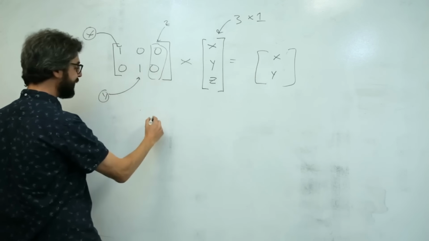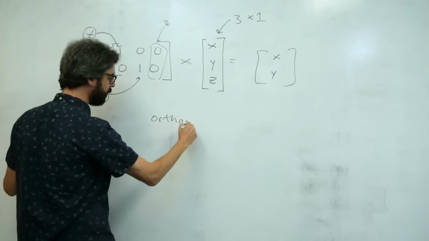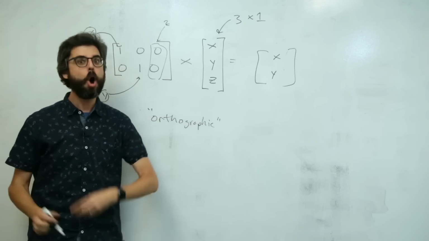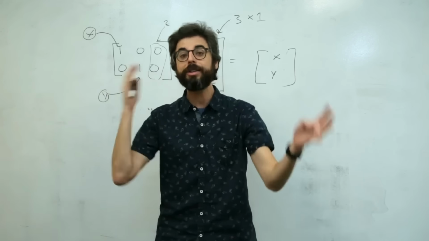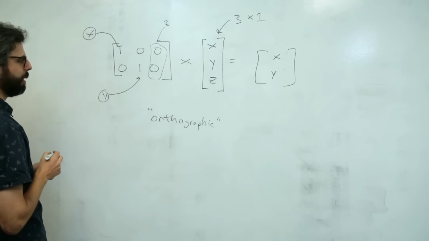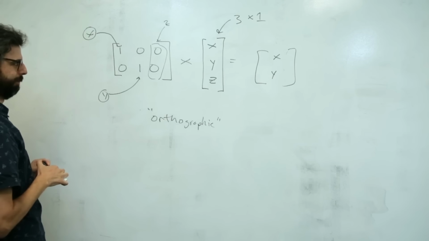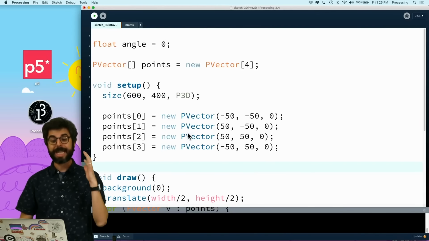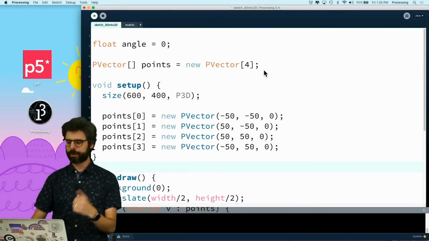In fact, this exact matrix is what's used for orthographic projection. There are all different stereographic and all different kinds of projection matrices. This one is going to work just fine for us. So let's put this in our code. Okay, so the first thing that I need to do is create that projection matrix.